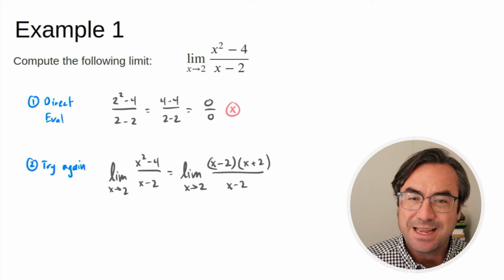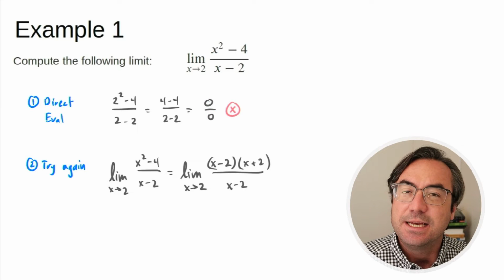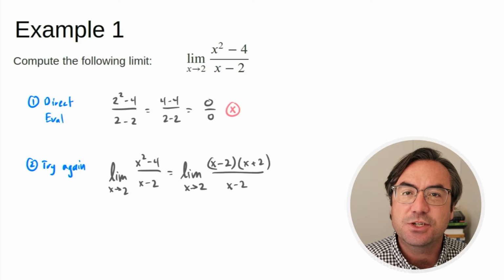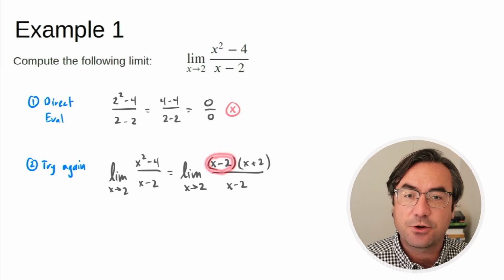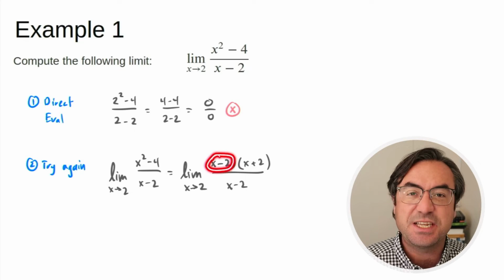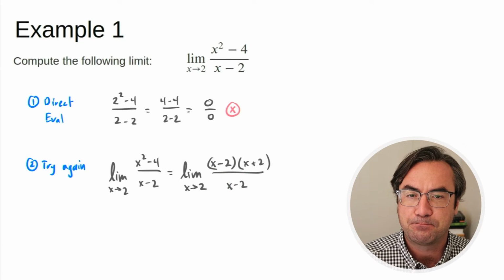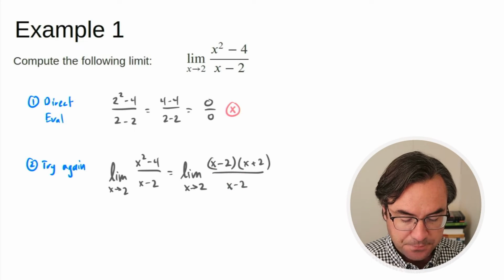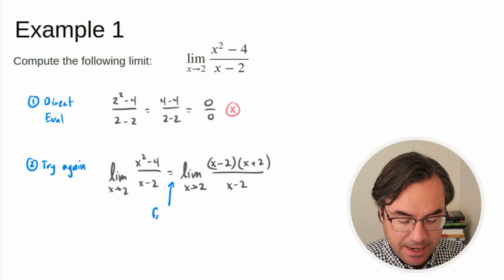And again, the fact that we're getting 0 on the top and 0 on the bottom, especially for rational functions, is an indication that when we factor, we should end up with the same factor on the top and the same factor on the bottom. Okay, so that's the first thing here. We're trying it again, but now we're factoring.